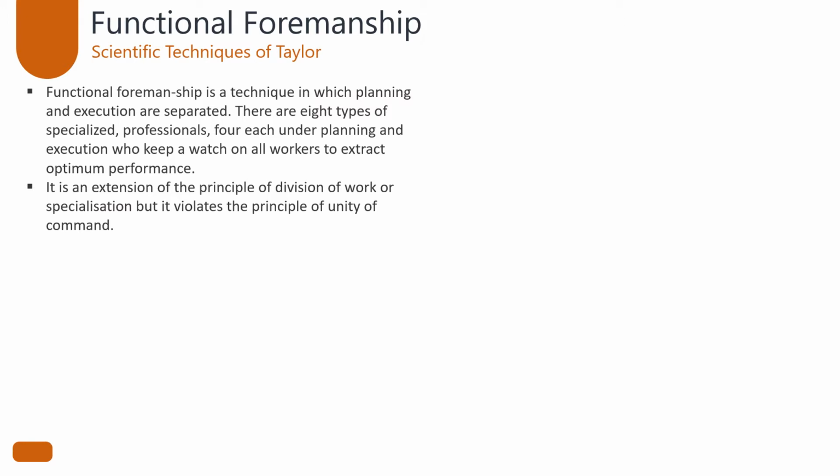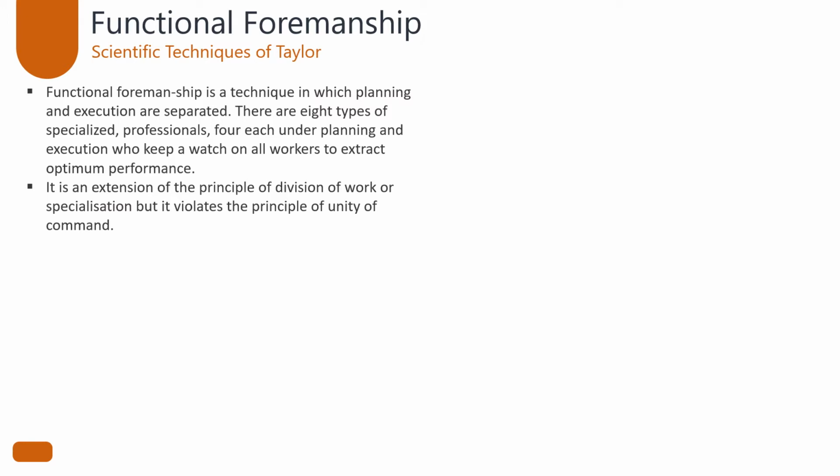Now let us understand the literal meaning of this technique. Functional foremanship is a technique in which planning and execution are separated. There are 8 types of specialized personnel, professionals, 4 each under planning and execution, who keep watch on all the workers to extract optimum performance. It is an extension of the principle of division of work or specialization, but it violates the principle of unity of command.